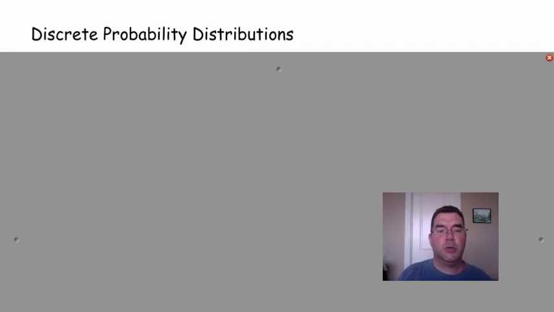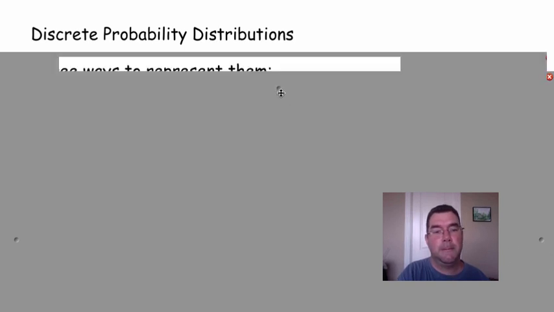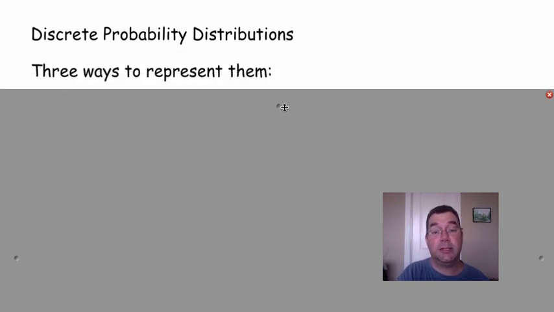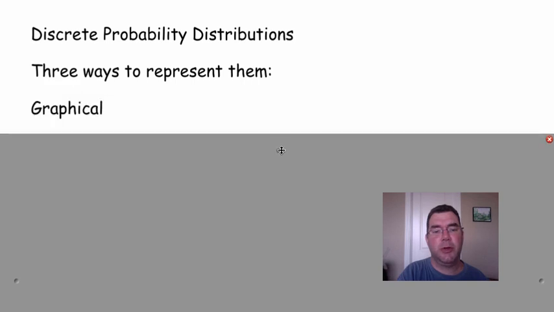All right, in this section, we're going to talk about discrete probability distributions. We talked about the difference between discrete and continuous in the last section, so we're going to focus our attention on the discrete distributions. There are three ways to represent them, and you do need to be familiar with all three.